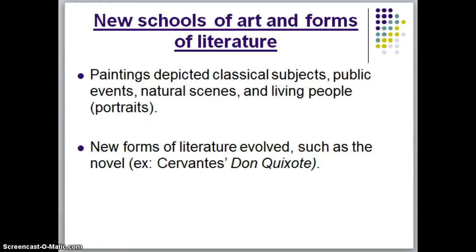We are going to have new schools of art and forms of literature. Paintings depicted classical subjects, public events, natural scenes, and living people, otherwise known as portraits. We are going to have new forms of literature that evolved, such as the novel. And again, Miguel de Cervantes writes the first novel, and it's called Don Quixote.